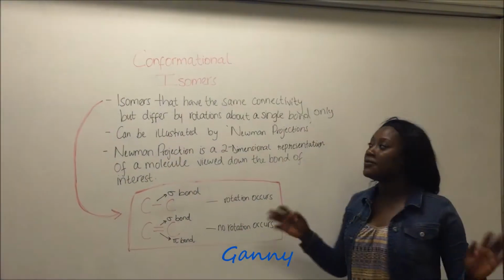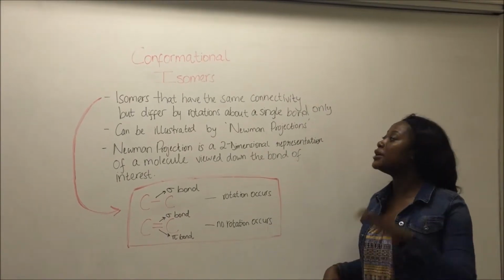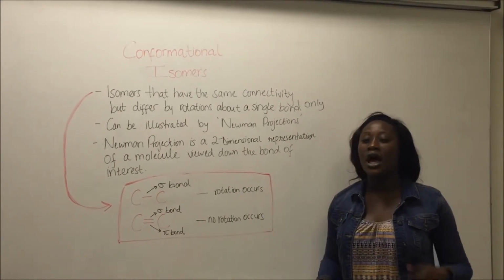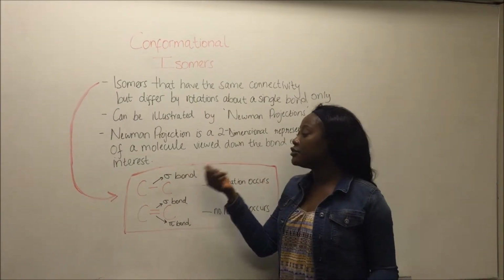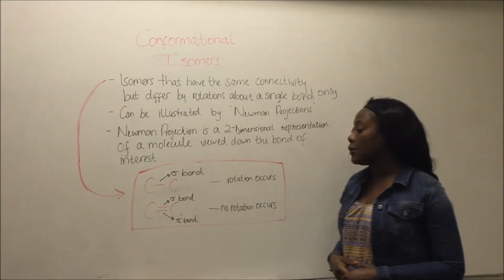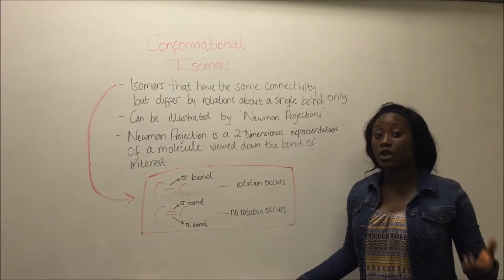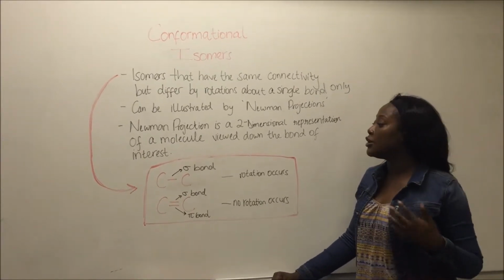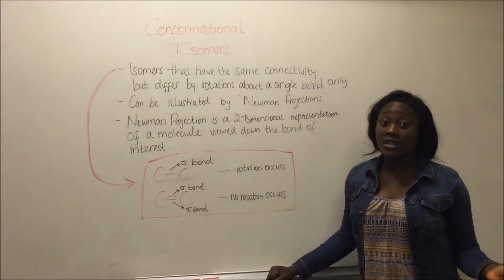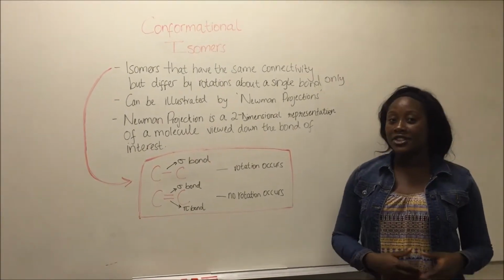Conformational isomers are isomers that have the same connectivity but differ by rotation about a single bond only. Because in a single bond we have a sigma bond, and in a double bond we have both sigma and pi bonds. If you rotate a double bond, you break the pi bond, which is not supposed to happen. So you can only rotate with a single bond, and this can be illustrated by Newman projection.